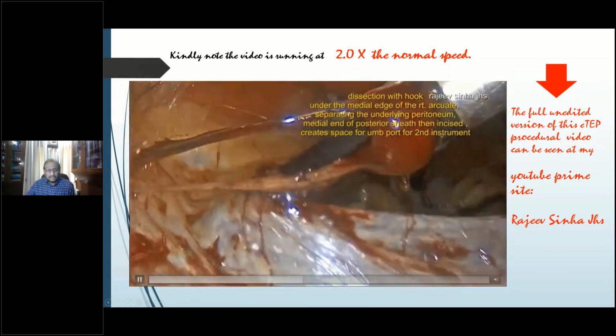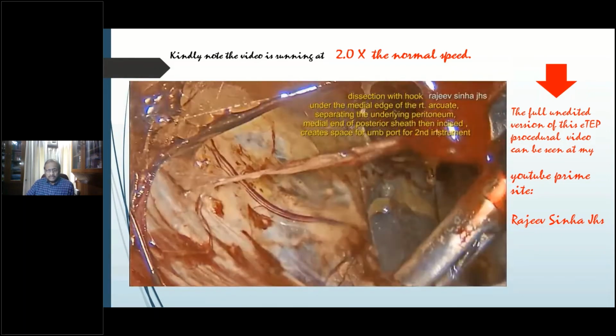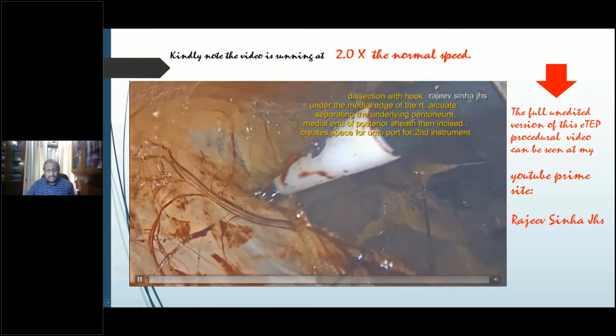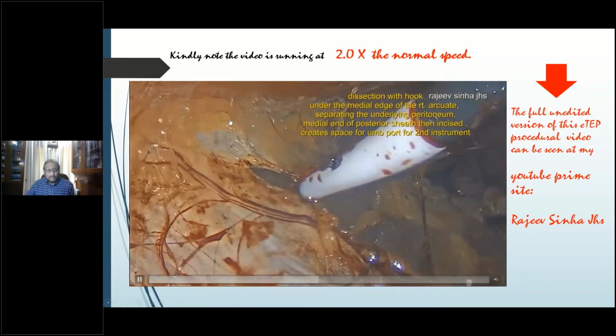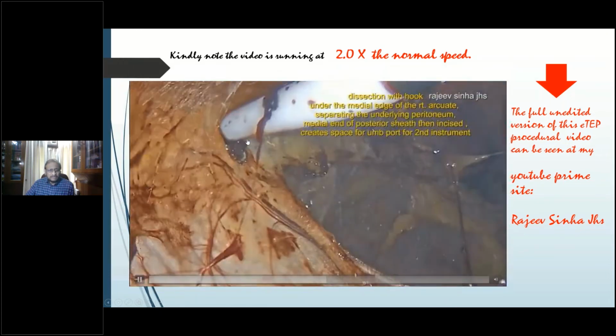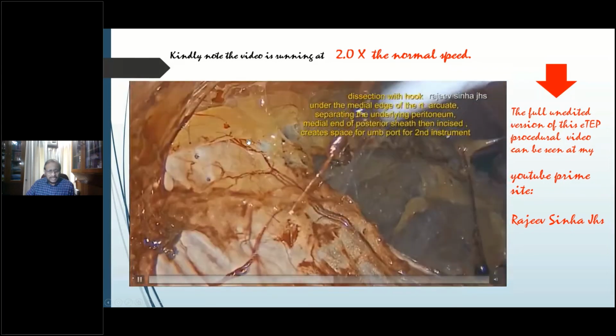Because you want to enlarge the preperitoneal space. So once you separate it, I normally use hook cautery to enlarge it. Care has to be taken about this distance. Remember, the medial distance from the linea alba is very important. You have to keep it at least more than 2 centimeters. Why? So that you don't damage the linea alba.